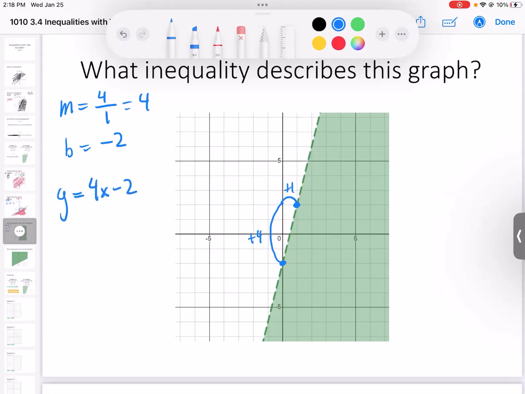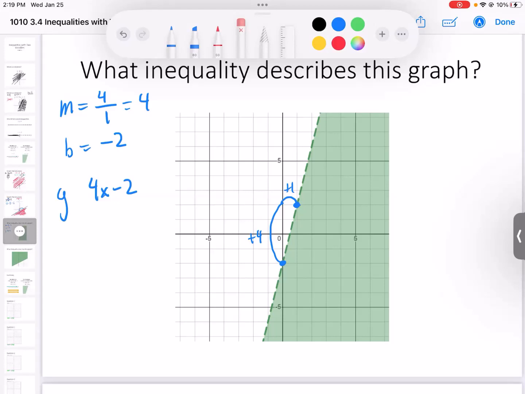However, this graph does not represent an equation. This represents an inequality, because if it was an equation, it would just be a single line and there wouldn't be any shading. And so in this case, I need to replace my equal sign with a greater than or a less than symbol. And in this case, is it going to have an or equal to line under it? No, because it's got a dotted line. So it's just either going to be greater than or it's going to be less than.